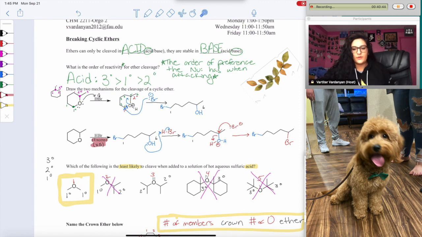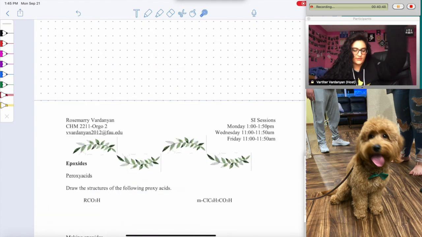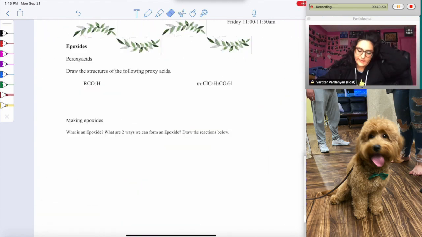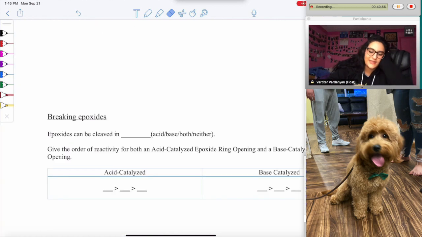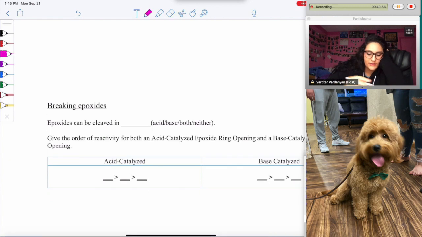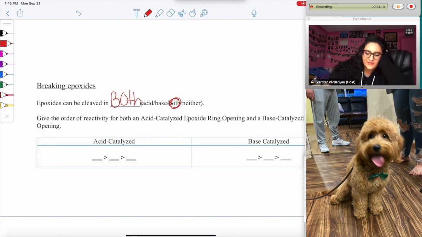All right, so there's one more thing I wanted to cover today. We'll talk more about epoxides on Wednesday, but I wanted to let you know, epoxides can be cleaved in what? What do you guys think? Both. So it can be cleaved in acid and base. The answer might have been given away by this, but that's okay.